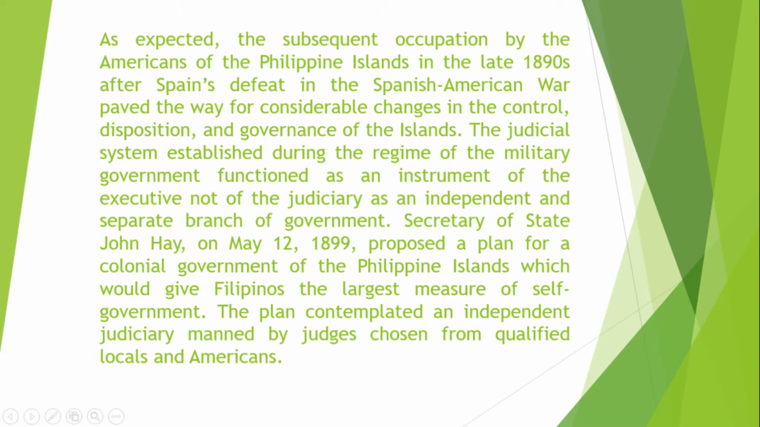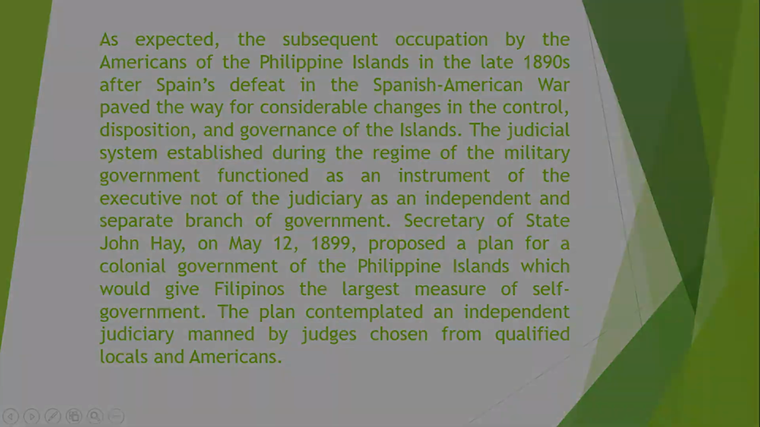Secretary of State John Hay, on May 12, 1899, proposed a plan for colonial government of the Philippine Islands which would give Filipinos the largest measure of self-government. The plan contemplated an independent judiciary manned by judges chosen from qualified local experts.